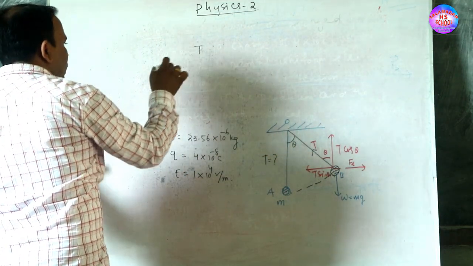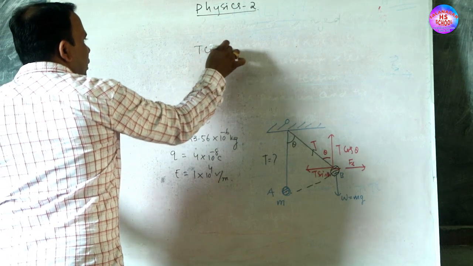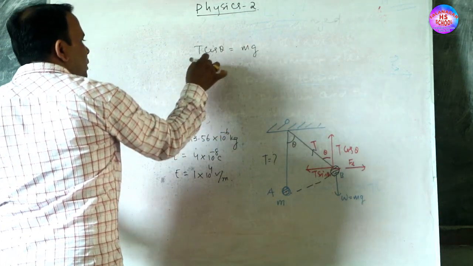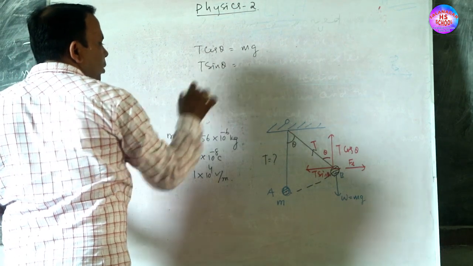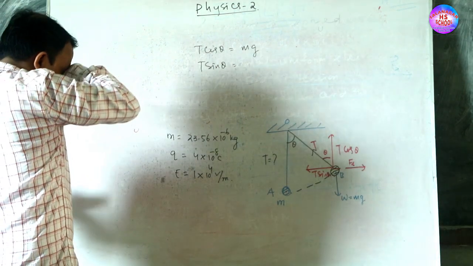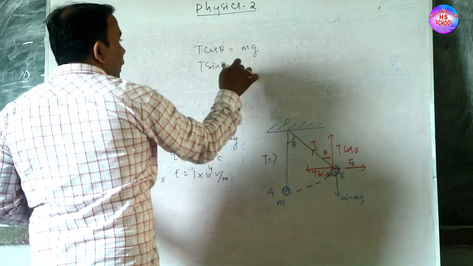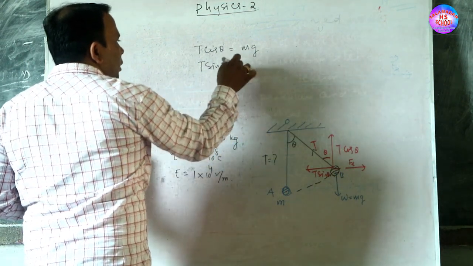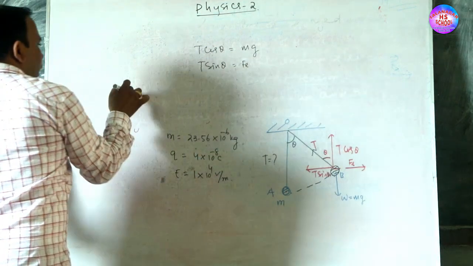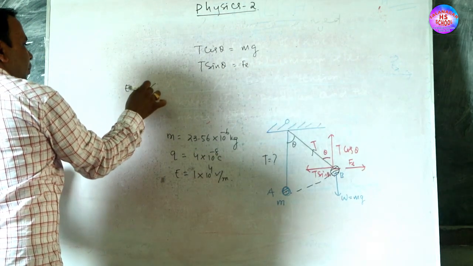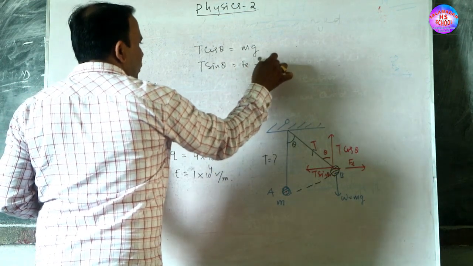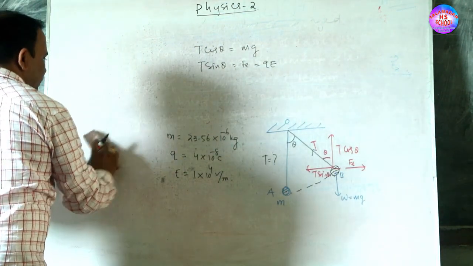T cos theta is equal to weight mg and T sin theta is equal to the electrostatic force. We have the electric field equal to F by Q. F means QE, that is equal to QE.